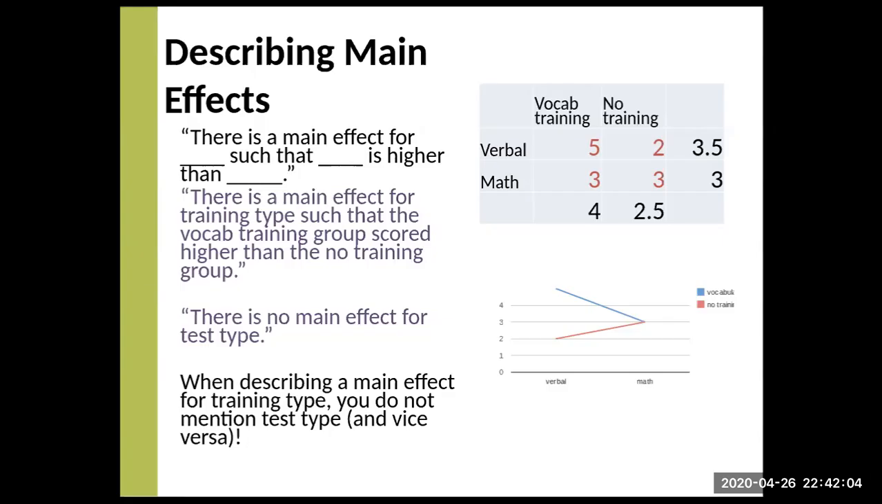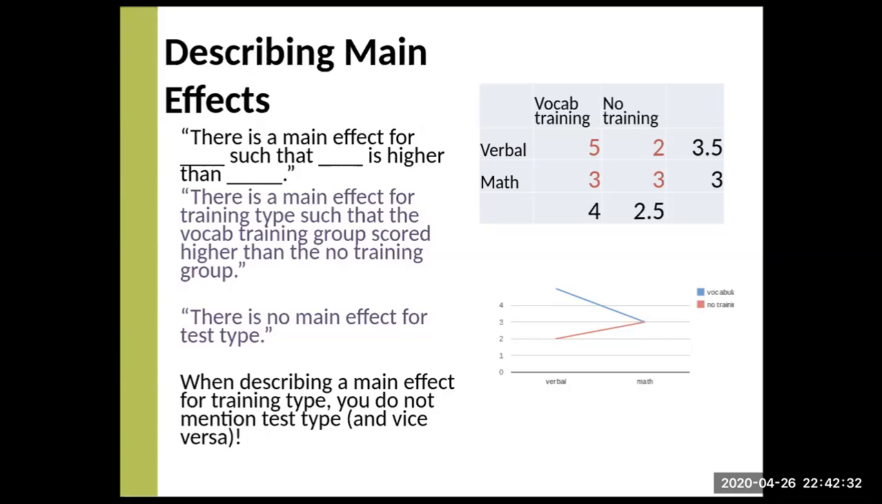Looking at the marginal means, we see 3.5 and 3. I don't know if you'd consider that different enough from each other. Probably not. I would say for test type, I don't see a main effect. But looking at vocabulary training, we see 4. No training, we see 2.5. That to me seems like a good main effect. So in this case, which one scored higher than the other?